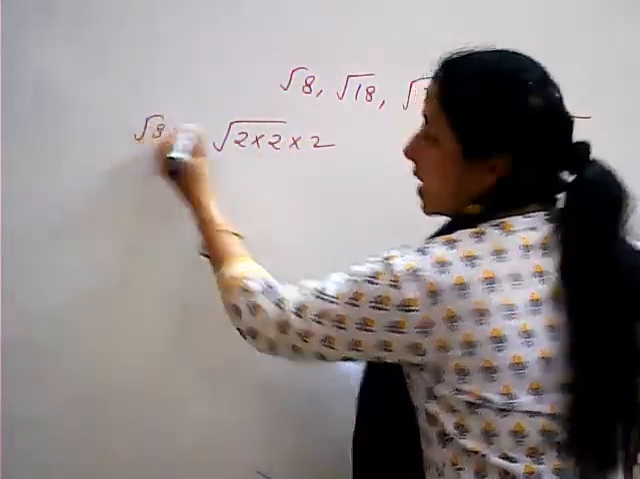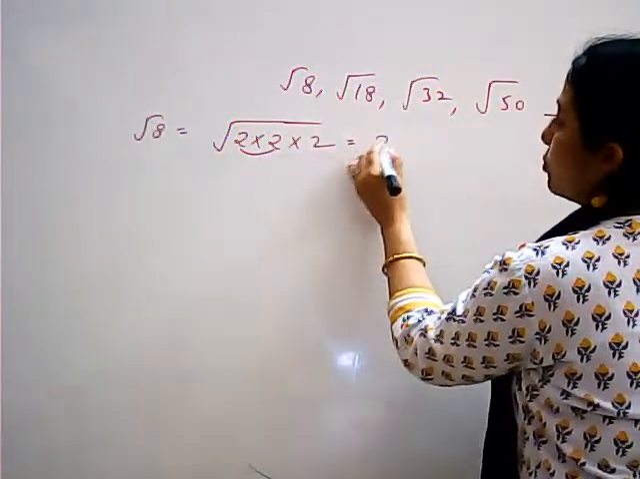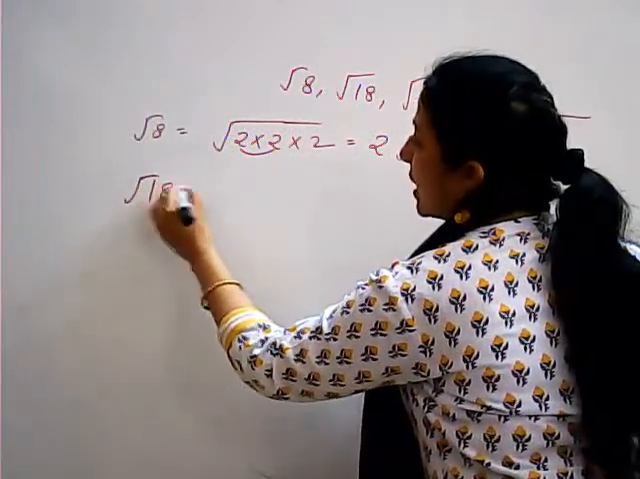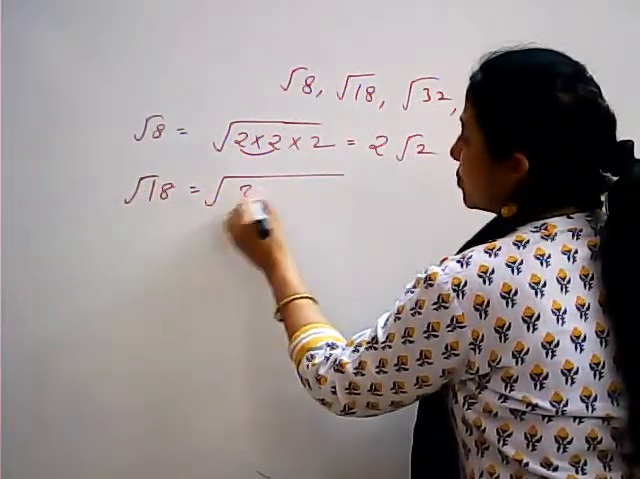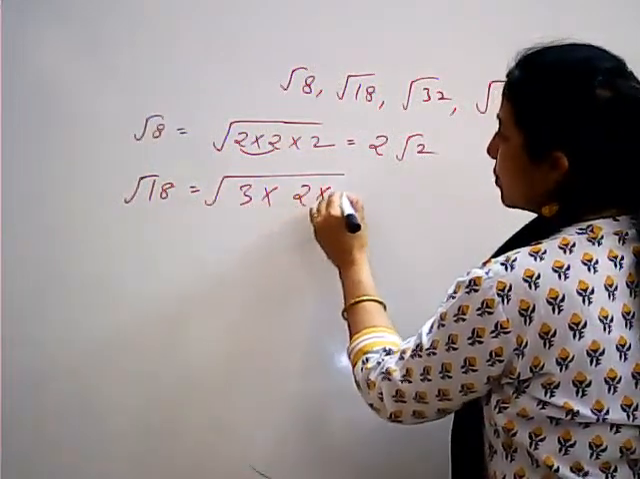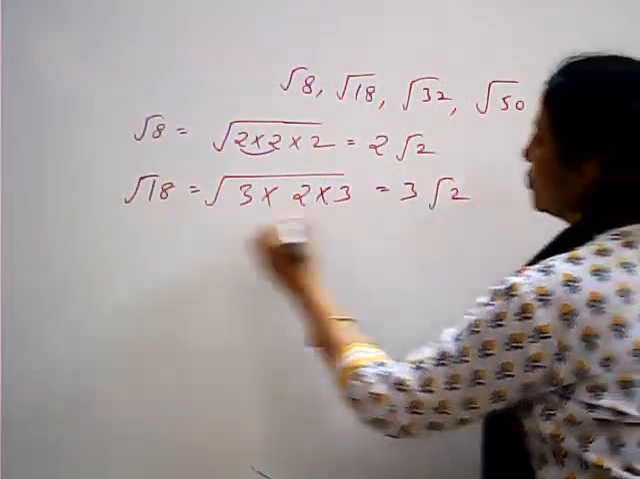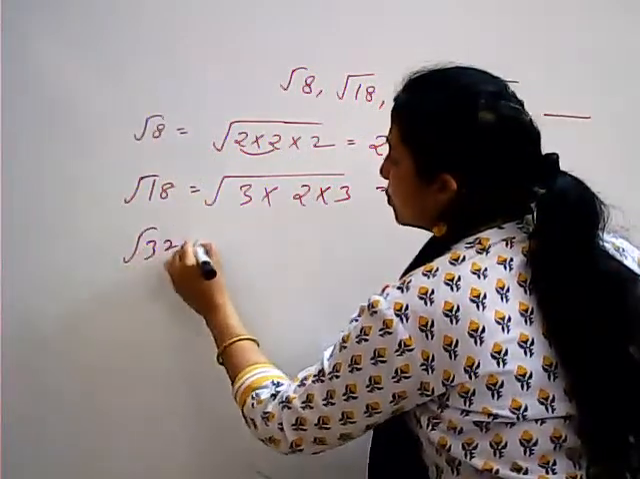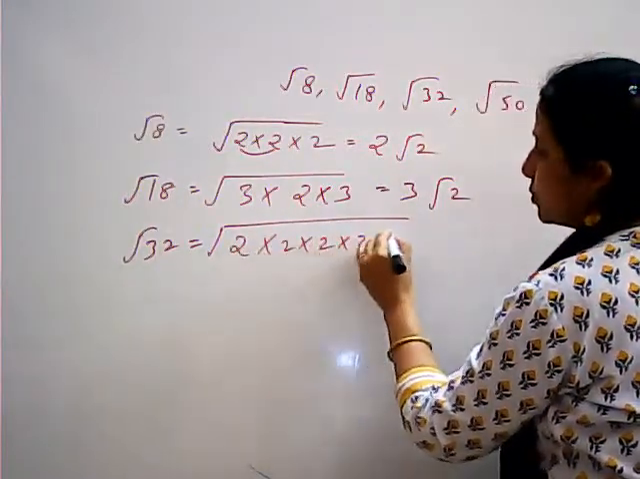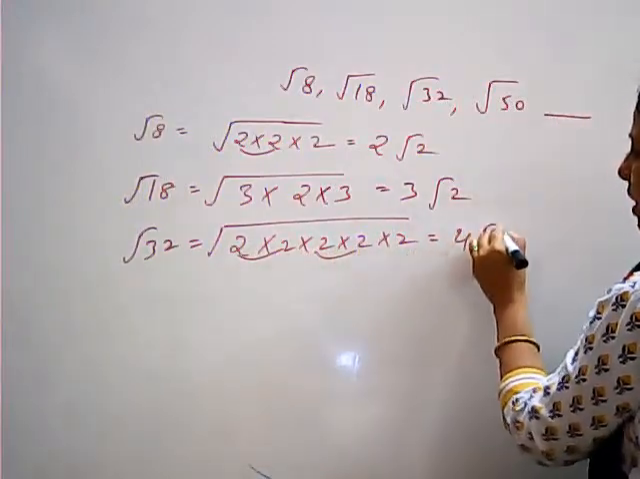So that is the value of under root 8. From the pair, take out 1 and under root 2 is left. After that, under root 18. So that is equal to 3 multiplied by 2 into 3. So 3 and 3 is common, so take out 3 and under root 2. After that, under root 32. So 2 into 2 into 2 into 2 into 2. So these are the pairs. So you can write 4 under root 2.